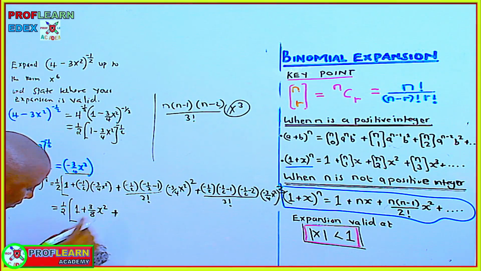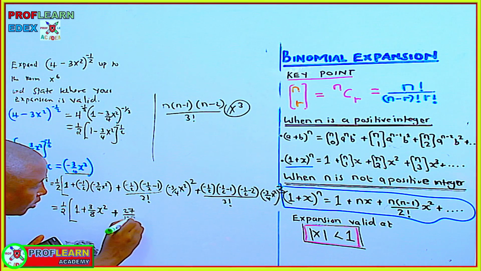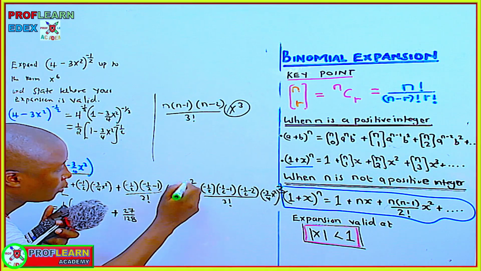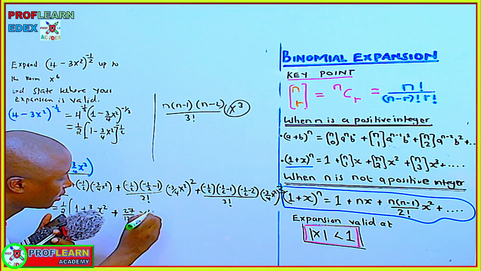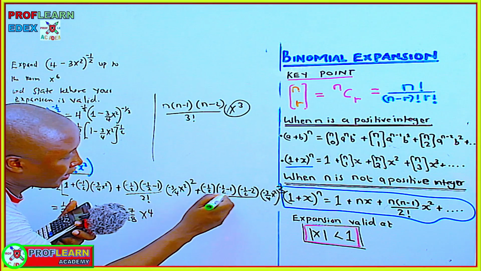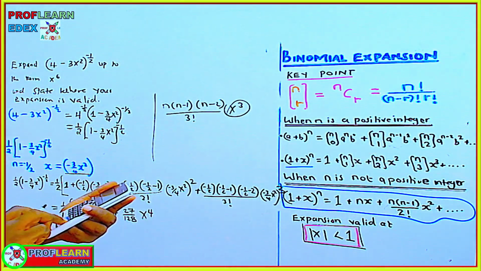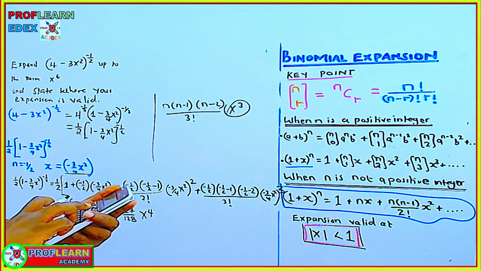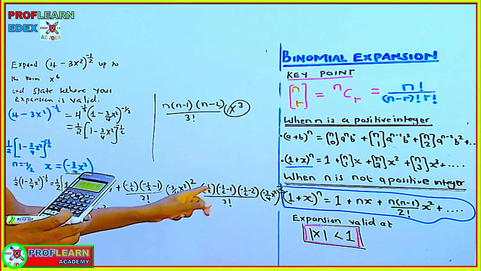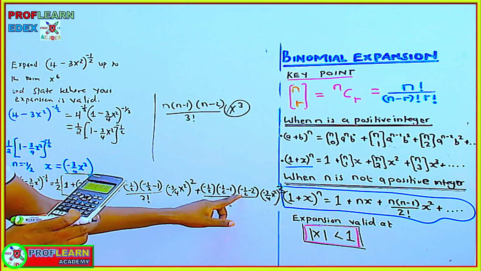Plus 27 over 128, but x squared raised to power 2 is going to be x power 4. Then we need to work out this term also. Similarly, we are going to ensure that we are following each of the steps properly. This one is going to be 1 over 2 times 1 over 2 minus 1 times 1 over 2 minus 2.